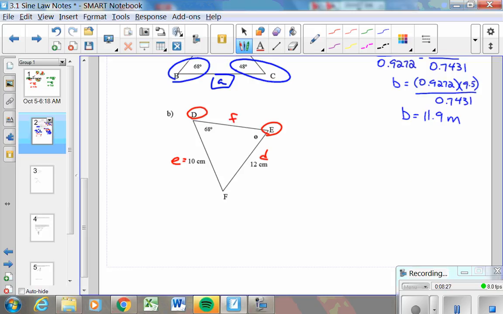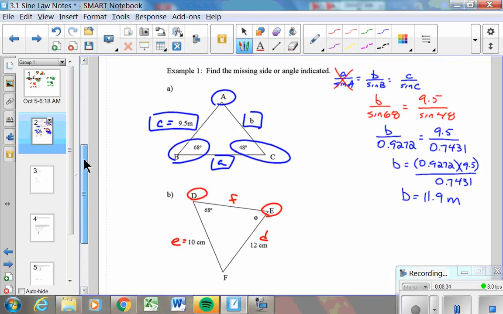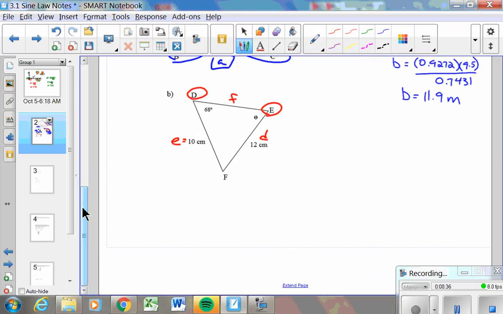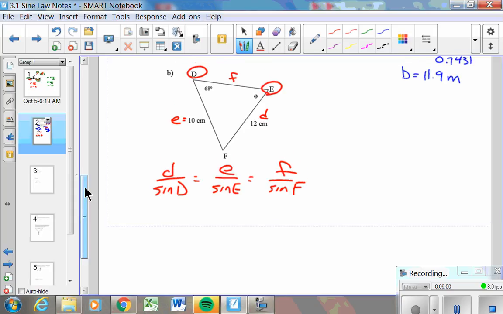If I want to write this formula out, look at the pattern we had before. Whatever letter was on top, a was with sine A. So if I follow that pattern, d is going to be with sine of D, e is going to go with sine of E, and f is going to go with sine of F. So letters don't matter. It's all about the idea that the side and the sine ratio make a pattern, and that pattern is the formula we're going to use to solve for our unknowns.